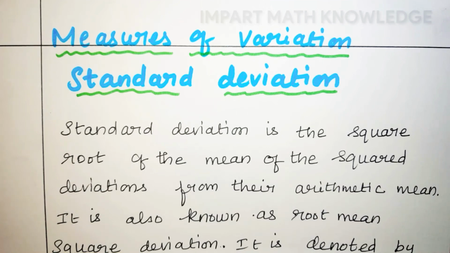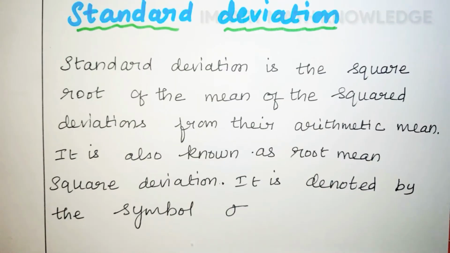I'm going to discuss standard deviation. Standard deviation is the square root of the mean of the squared deviations from their arithmetic mean. It is also known as root mean square deviation. It is denoted by the symbol sigma.